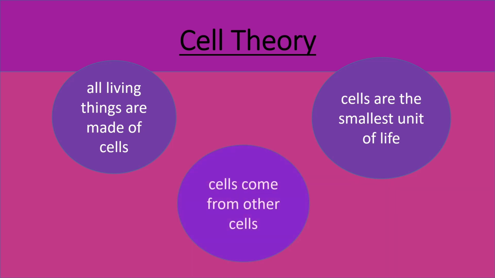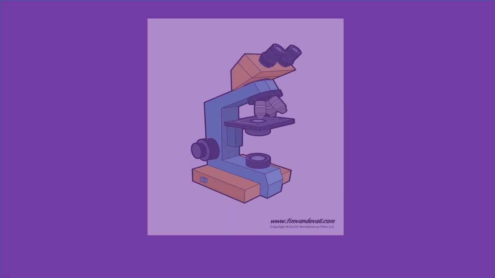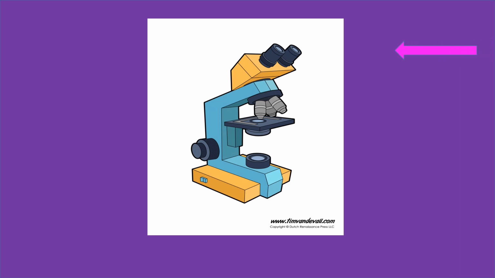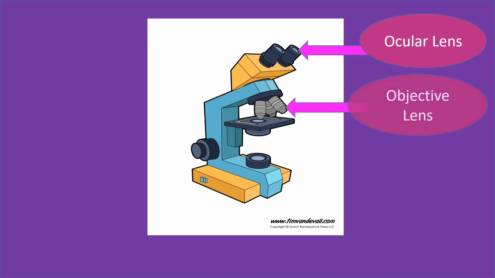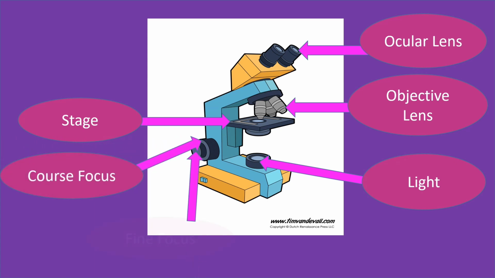Now, we couldn't have figured out any of this if it weren't for one of the most important inventions in all of cell biology, the microscope. There are some basic parts that most microscopes have that are useful to know. There's an ocular lens, possibly two, which will have a magnifying lens in it. The objective lens or lenses will also have magnifying lenses in them. The stage is where you place your specimen. There's usually a light source, a coarse focus knob, and possibly even a fine focus knob. And then there's the base and the arm, which you want to hold firmly when you carry the microscope.